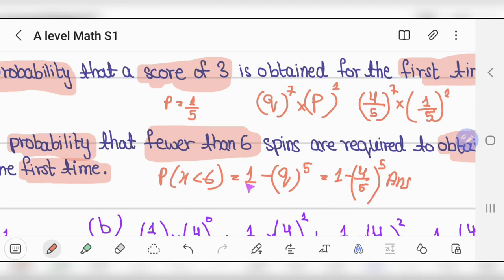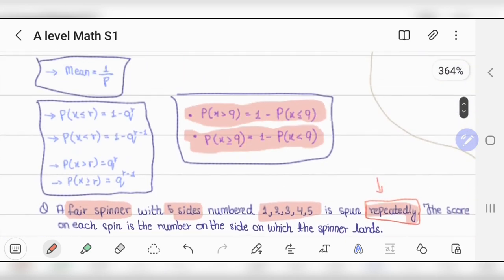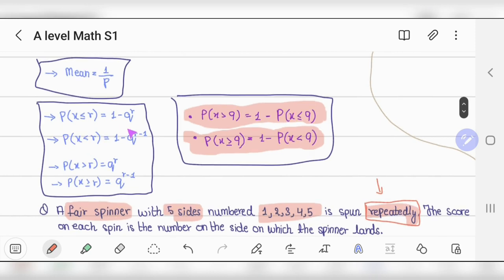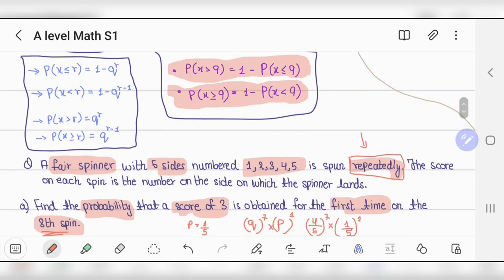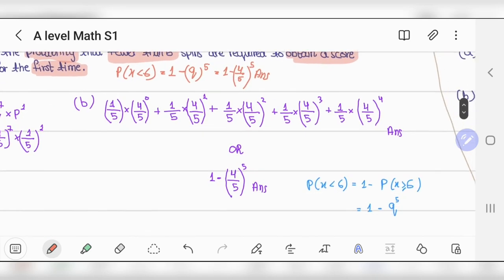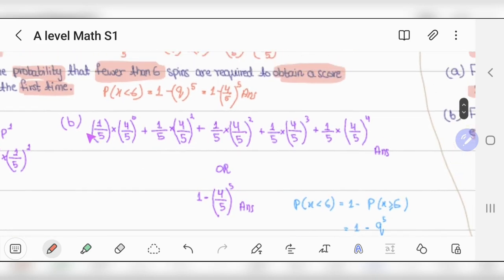How did I find out that I will have to write like this? I've already told you this, we need to memorize this. I've just used this one: X is less than 6, so 6 minus 1 is 5, so 1 minus the probability of failure. These are all probabilities of failure, okay? 1 minus probability of failure to the power 5. So that's what I did, and this is the answer. Or you could do it like this, you know.